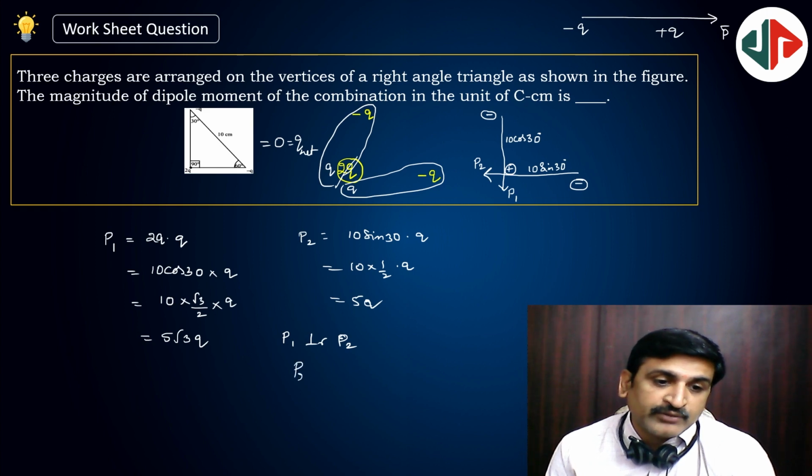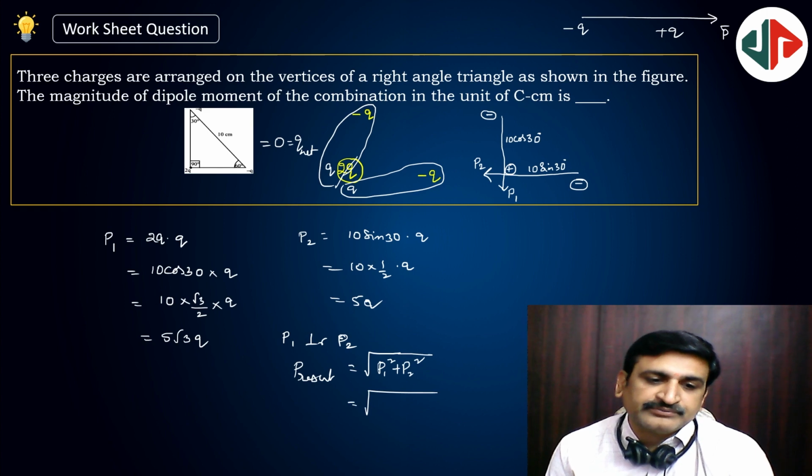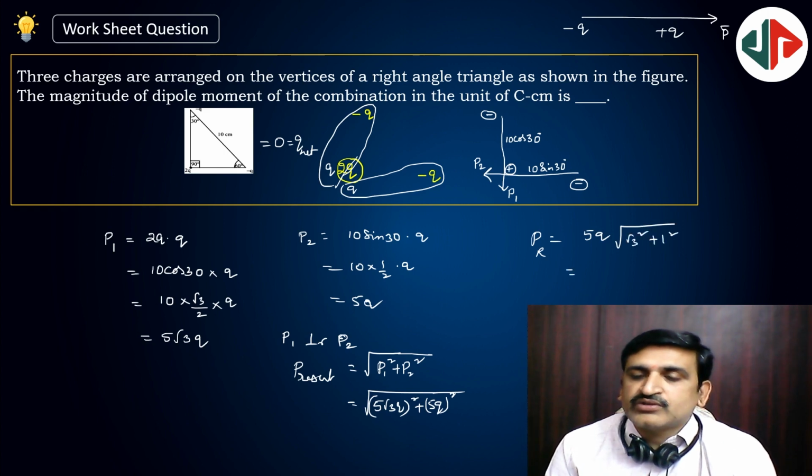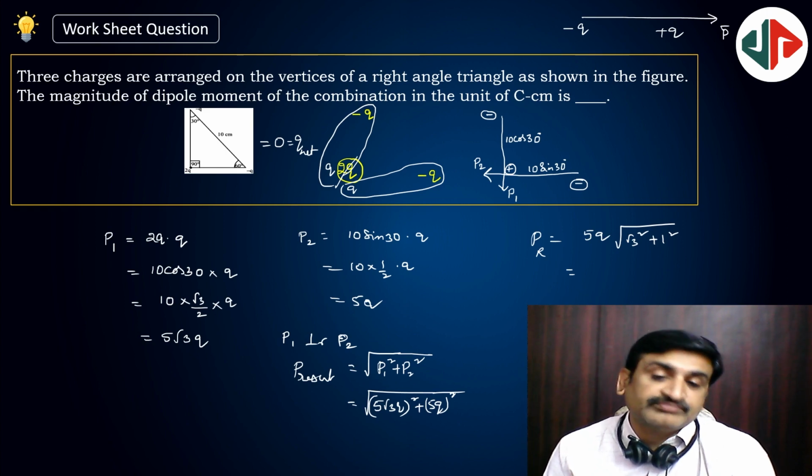So the resultant dipole moment, since they are perpendicular, is the square root of P1 square plus P2 square. So square root of (5 root 3 q) square plus (5q) square. Here I'll continue. P resultant is equal to 5q common, 5q will come out common. This is root 3 square plus 1 square. Root 3 square is 3, 3 plus 1 is 4, and square root of 4 gives you 2. 2 fives are 10, so 10q.